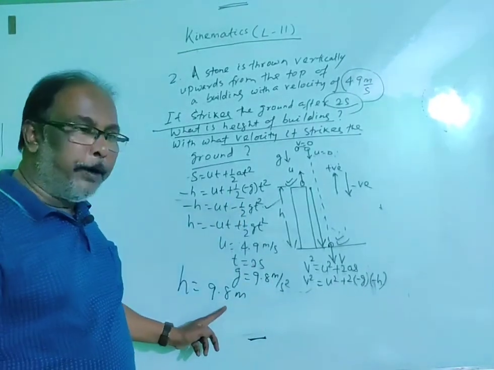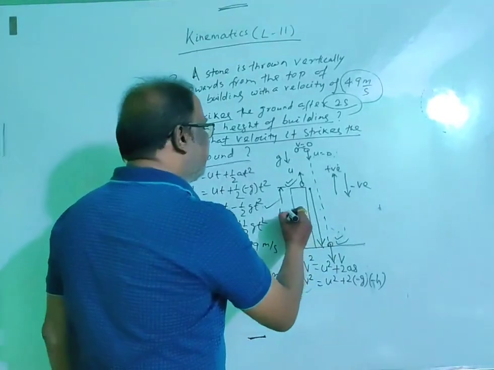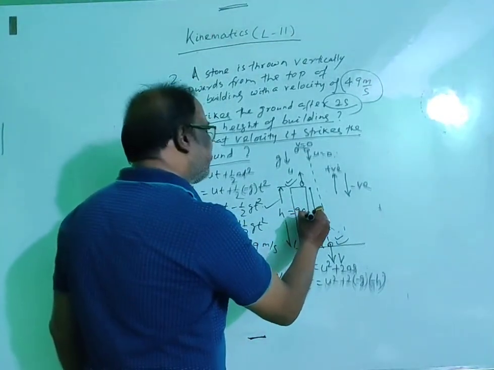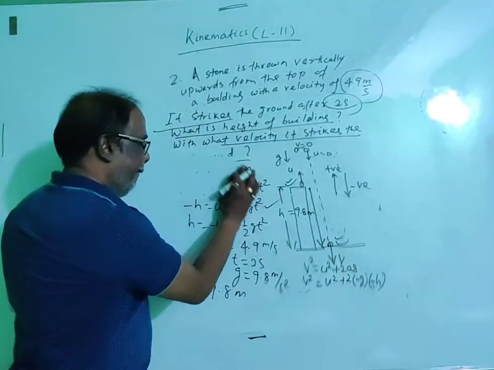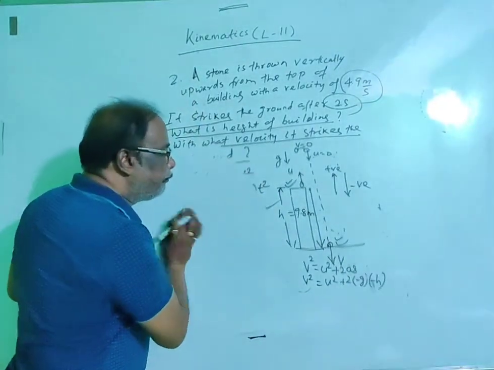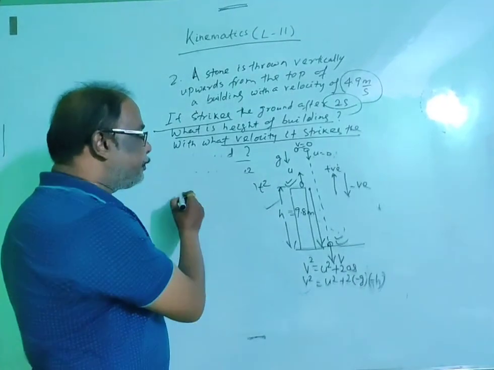Can I erase it now? You have got your answer. Height of the building is 9.8 meter. Okay? Yes, sir. You have got this answer. Now, final velocity. You may use this equation.